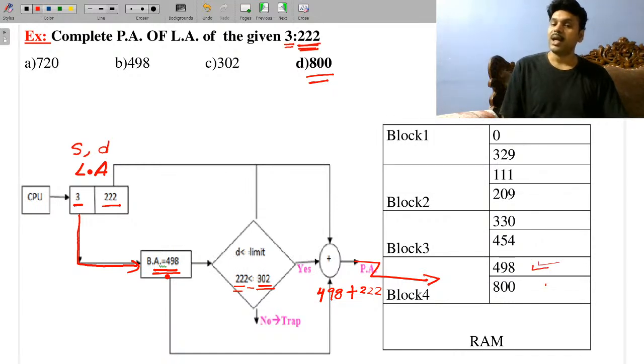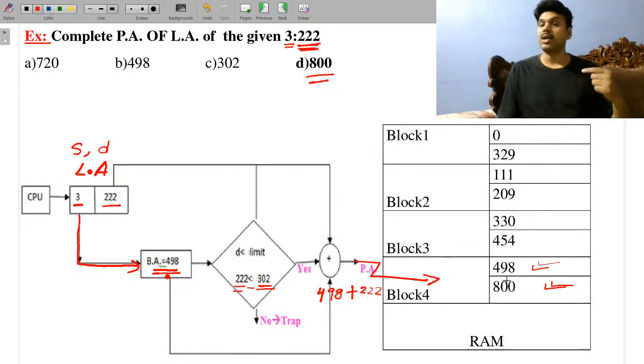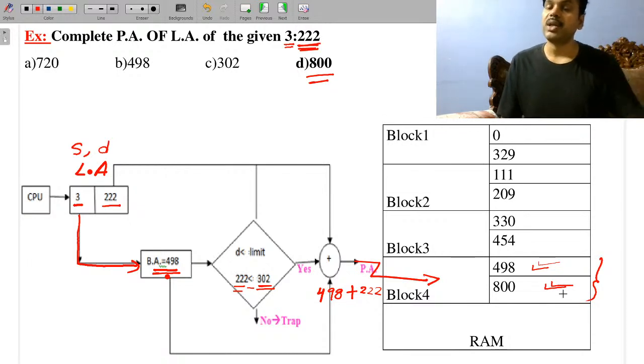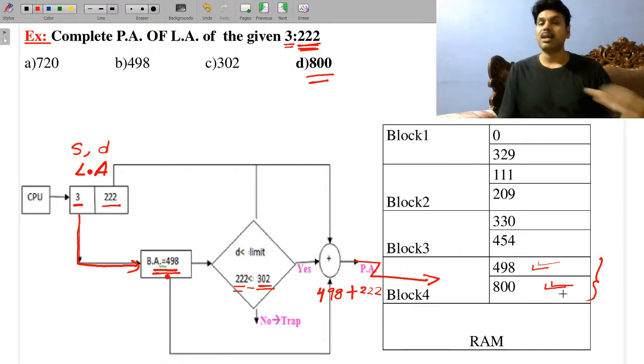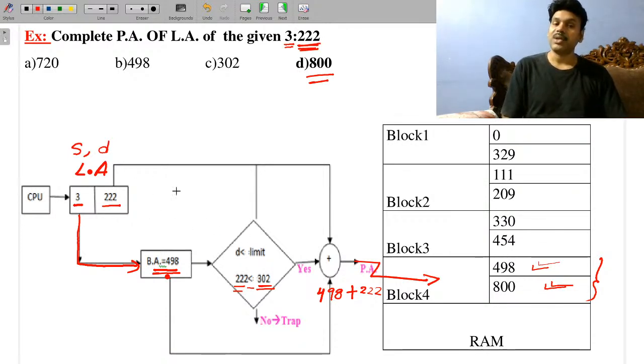498 is the starting number, and the ending number is what? Luckily, 800 is closed. So I am accessing the last instruction, because your block size is from 498 to 800 only. This is how the previous one is a trap, but this one is exactly suitable because you are satisfied. What is that? Your D value is lesser than or equal to your limit register value.